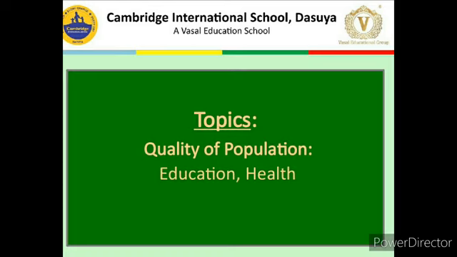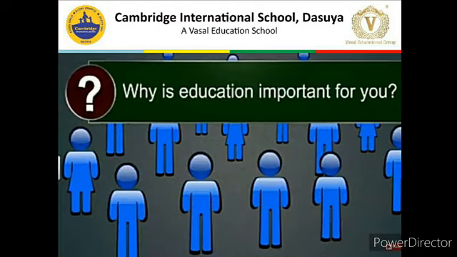Now, let's go through the topics that you are going to do today in part 3 of the chapter People as Resource. The first topic that we will do in detail is education as an instrument to enhance the quality of population. And the second topic that we are going to do today is health. So let's get started.